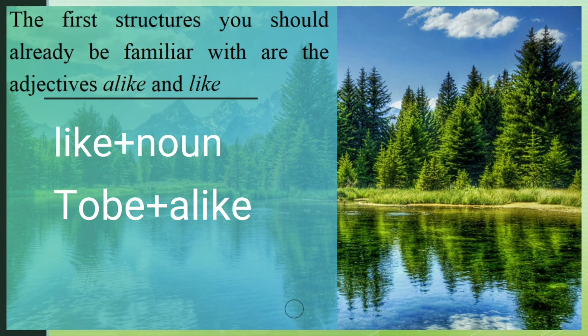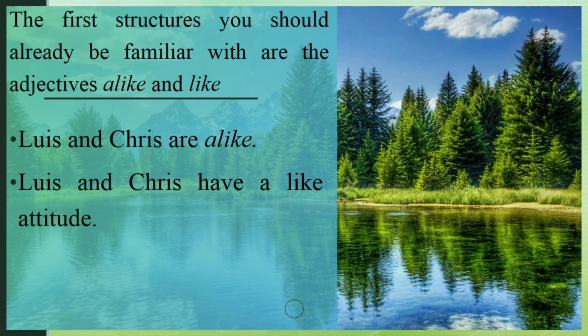Jadi, like dan alike itu dua-duanya adalah adjective, kata sifat. Like selalu diikuti oleh kata benda, noun, sedangkan alike selalu ditulis setelah to be. For example, Louis and Chris are alike. Louis dan Chris mirip. We can see that alike is always after to be. Alike ditulis setelah to be.